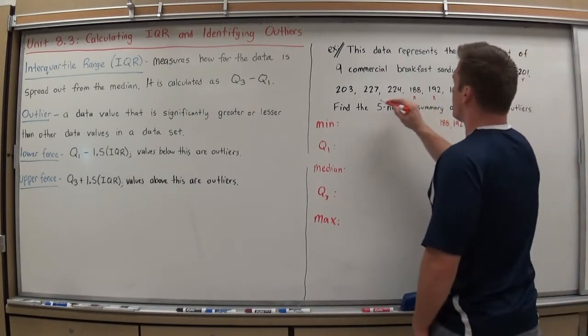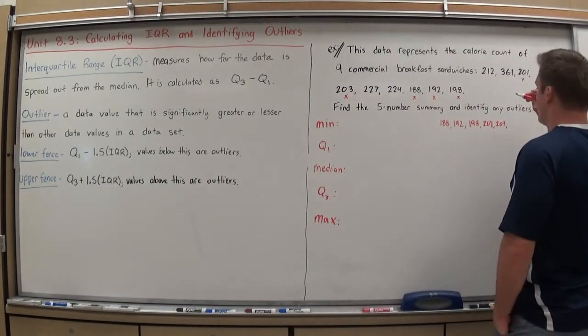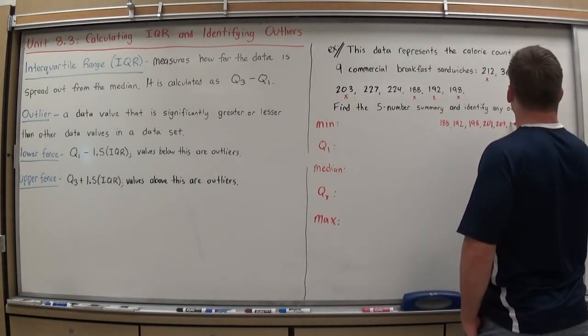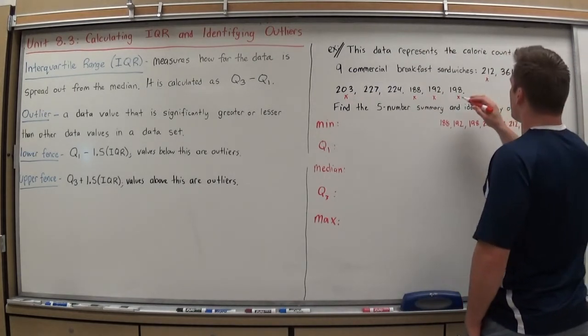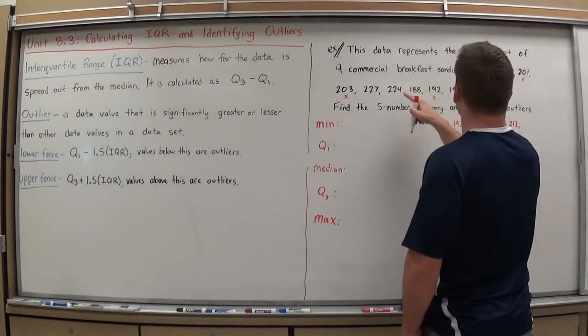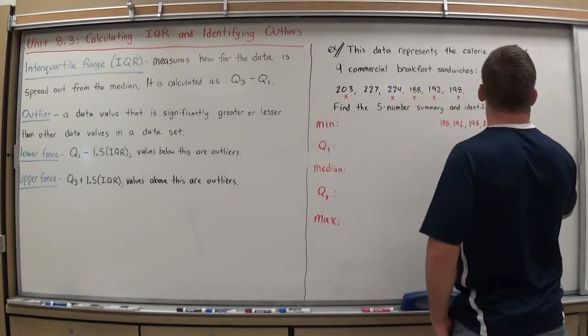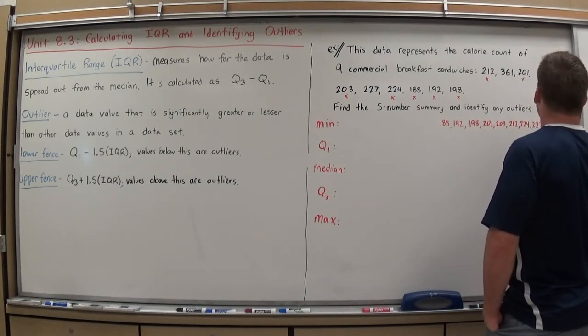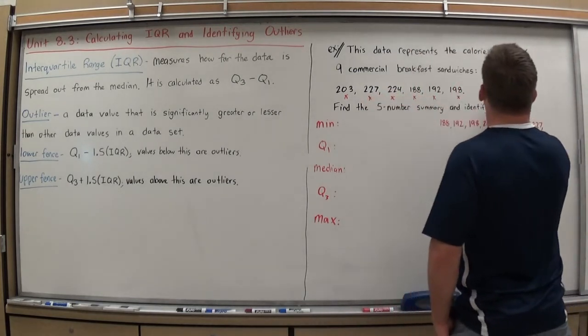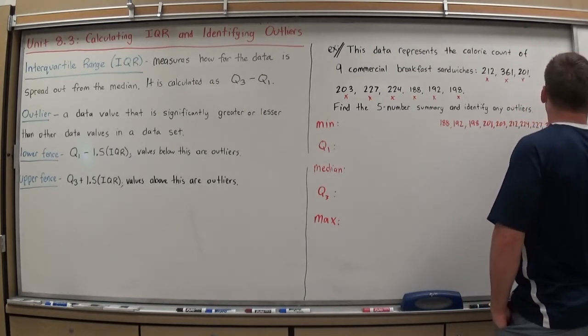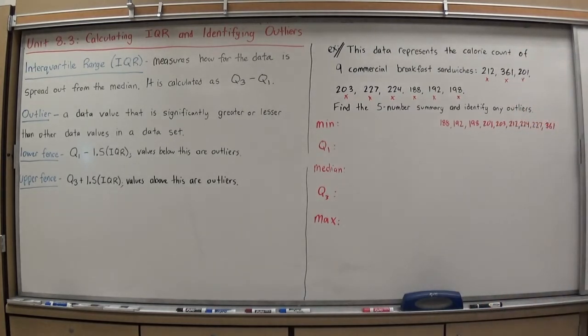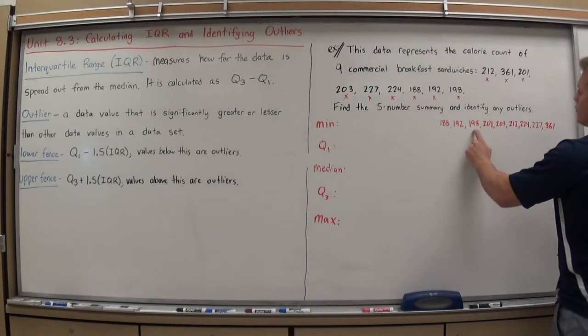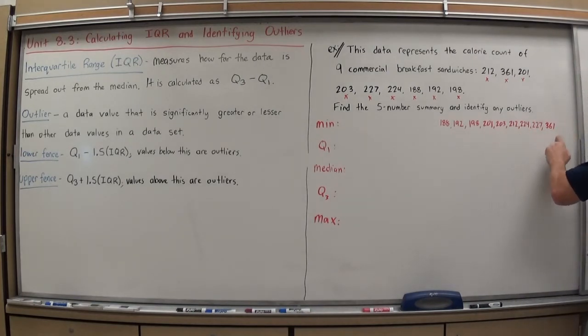203, 212 looks like it's next, then 224, 227, and the only number left is 361, and I should verify that I used all the numbers. I should have 9. 1, 2, 3, 4, 5, 6, 7, 8, and 9. So I have them all.